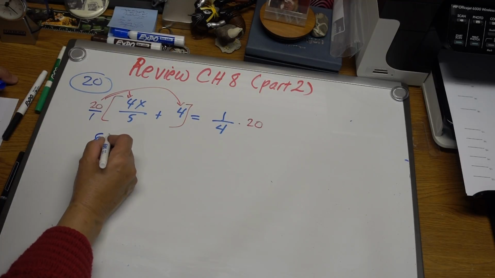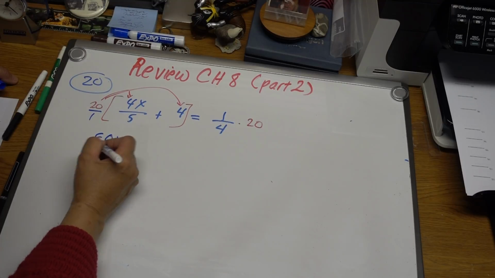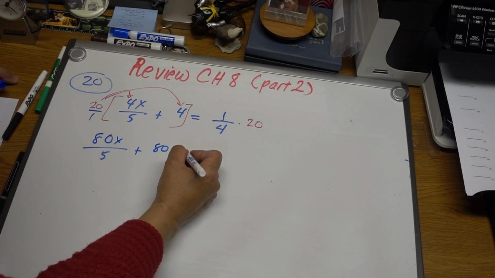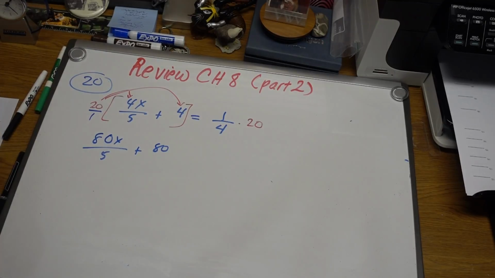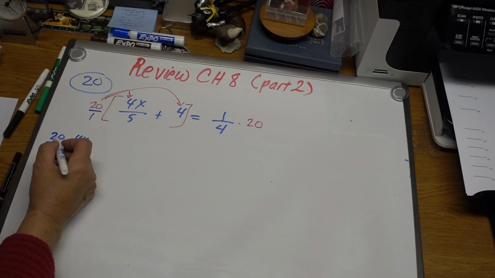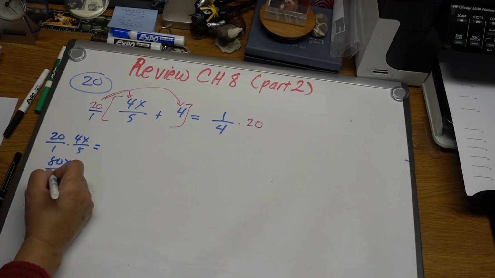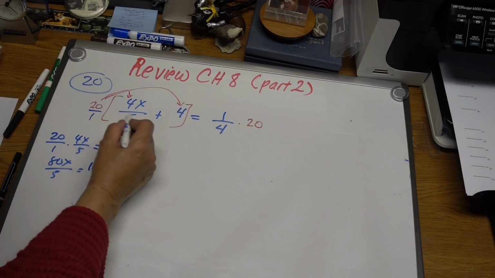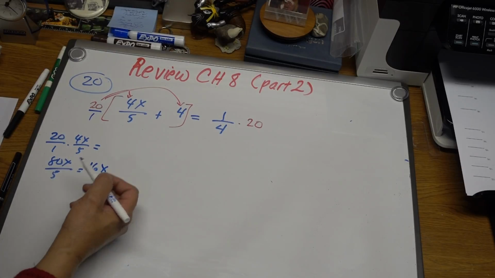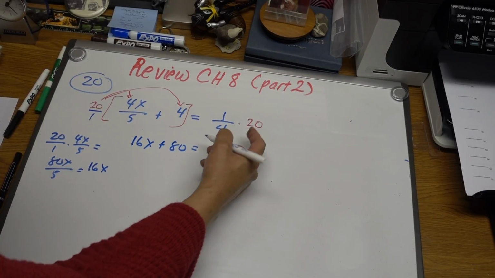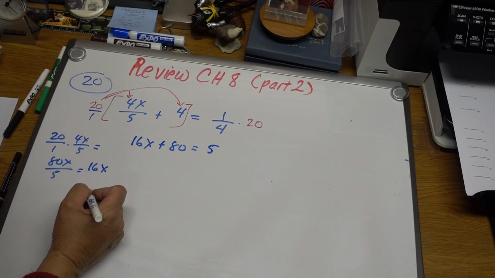It's going to be 80x over 5 plus 20 times 4, 80. Okay, so let me do what we're doing in class. We have 20 over 1 times 4x over 5. This is going to be 80x over 5, which is going to be 16x. So after you multiply this, we have 16x. 20 times 4 is 80. 20 divided by 4 is 5. So this is what the answer is.